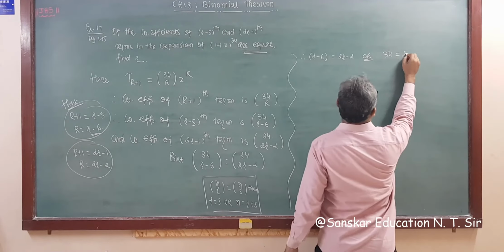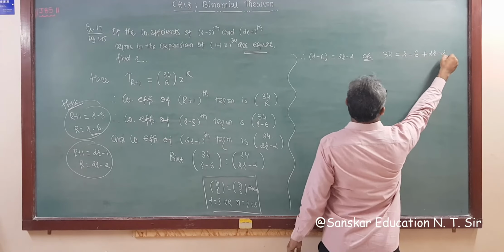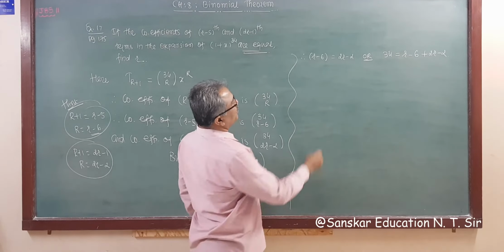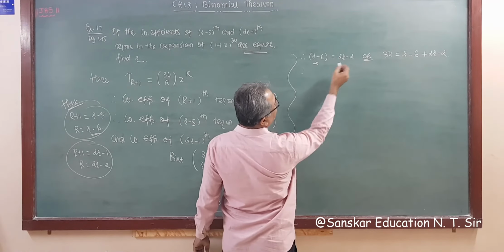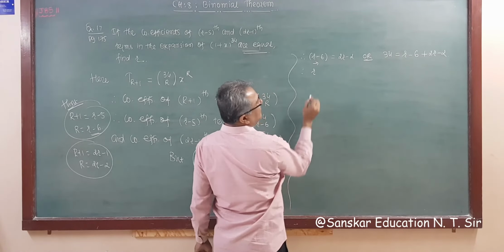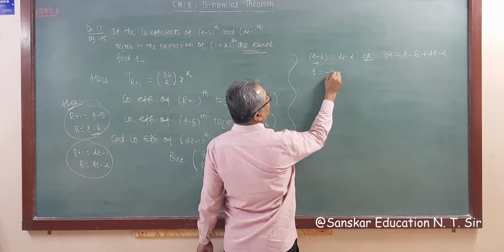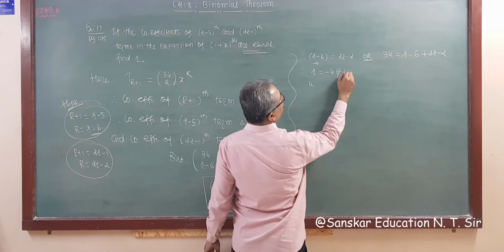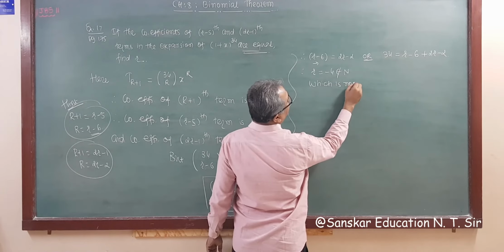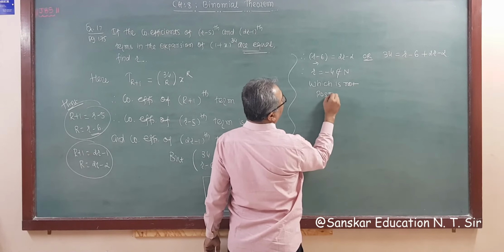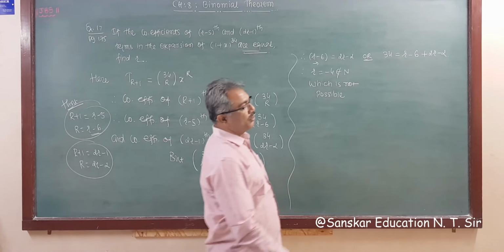So we get R minus 6 plus twice R minus 2, right? So if we simplify this, what we get? Twice R minus R, taking R to this side, it becomes twice R minus R is R. Taking this to here, it becomes 2 minus 6 is minus 4, which does not belong to N. So this is not possible.